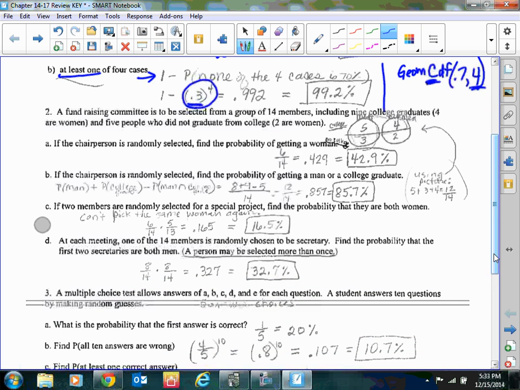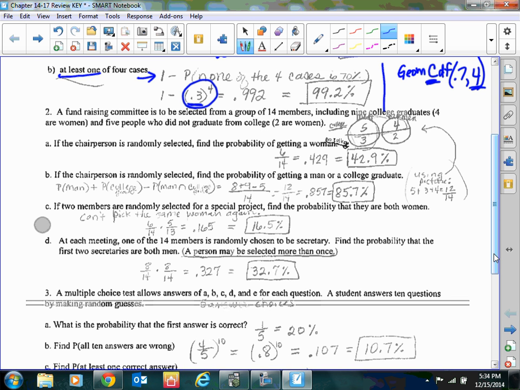Number 2, and I do know that there is one almost identical to this on the test that people struggled with, okay? So let's just really make sure that you follow this problem. You have a group of 14 members, including 9 college graduates, 4 are women, and 5 are people who did not graduate from college, of which 2 are women, okay?